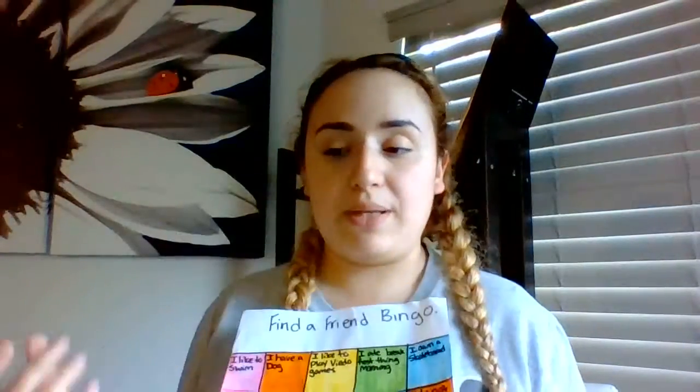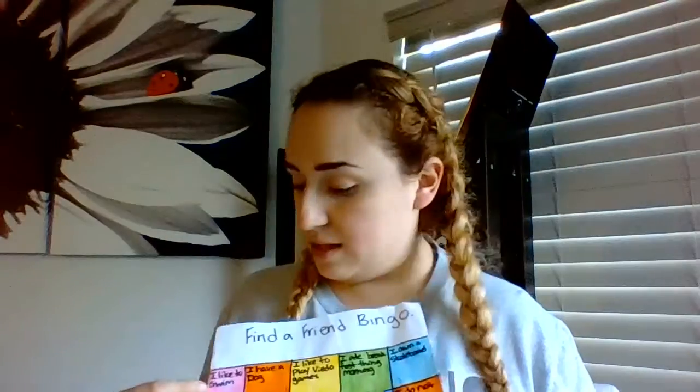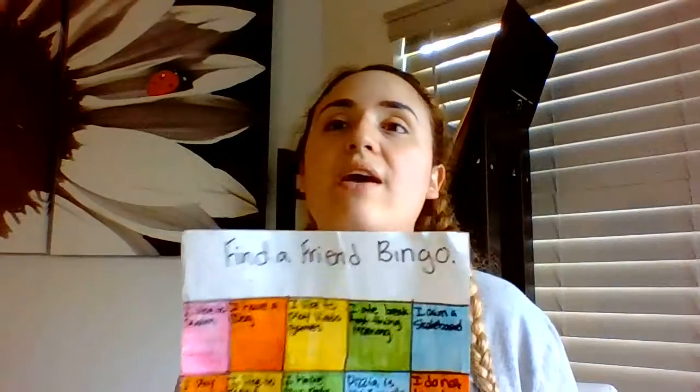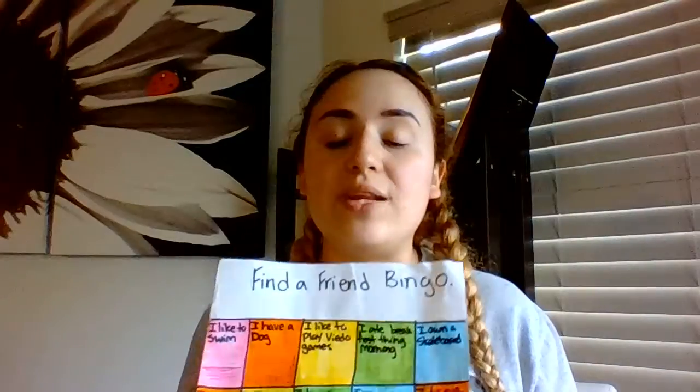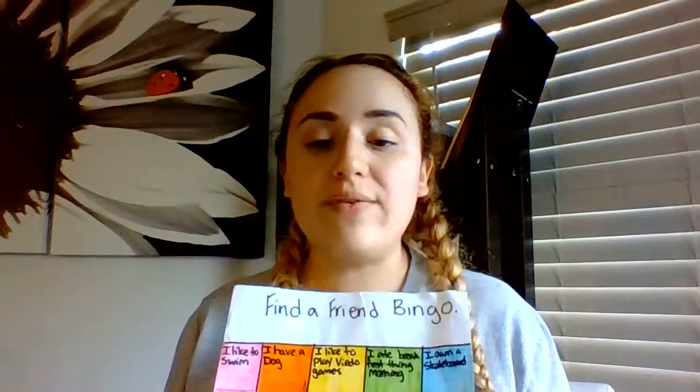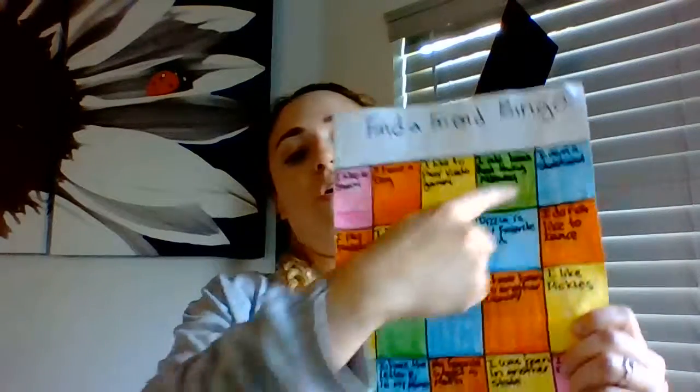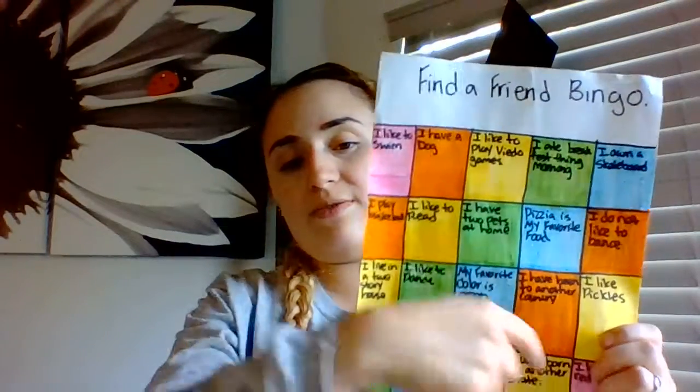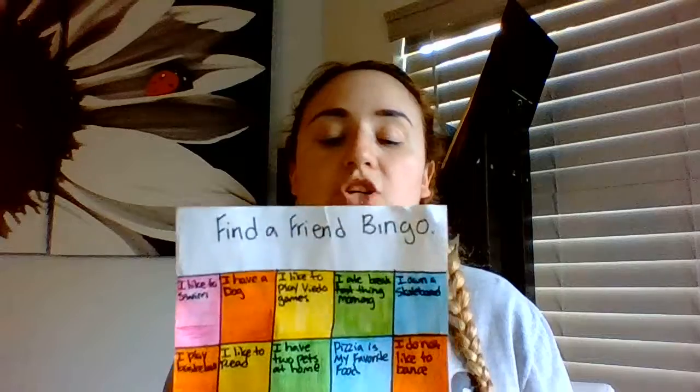So if I were to play this game, I need to find a friend that likes to swim. I will go around the room and ask every student if they like to swim. If I find a student that does like to swim, then I will put their name right here. The point of the game is to get 5 across or 5 diagonal, either way, just as long as it's 5.